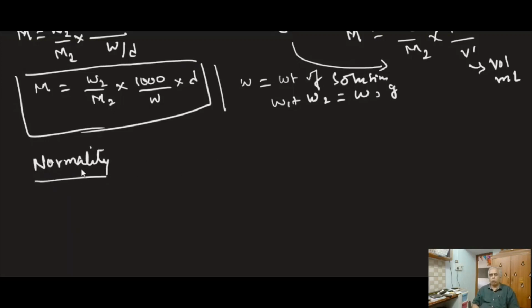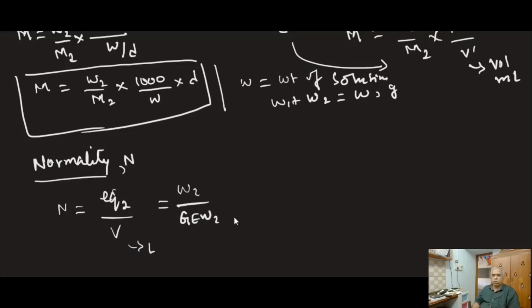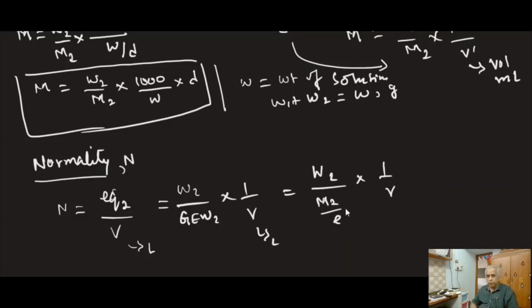Now let us talk about normality. It is represented by N. So N is equal to EQ2 divided by V, where EQ2 represents the equivalent of the solute. Like mole of the solute, we represent by N2 moles, similarly equivalent. What is equivalent? Equivalent is nothing but weight by gram equivalent weight. So we can replace this equation by W2 by gram equivalent weight of the solute into 1 by V. Remember this V is in liter.